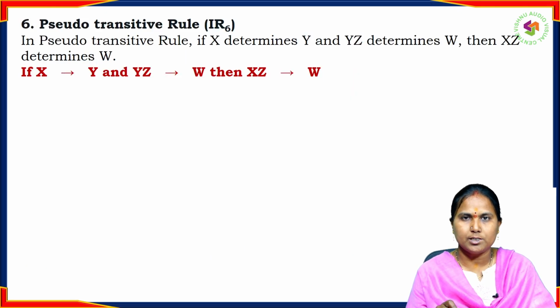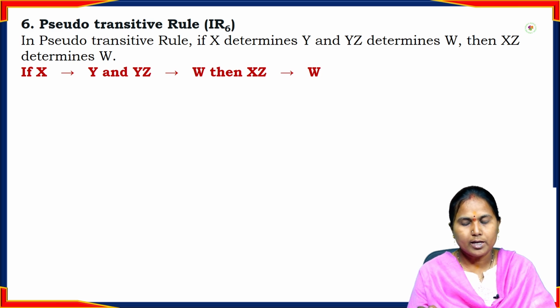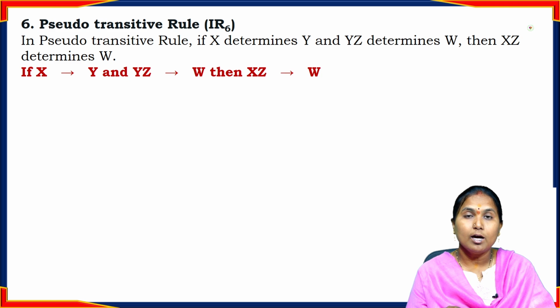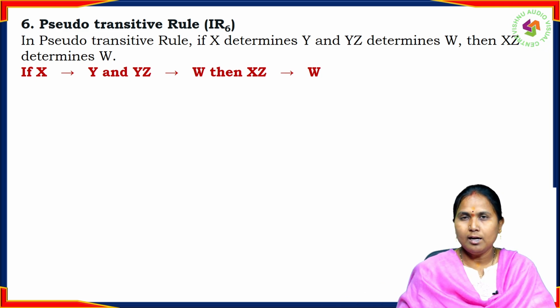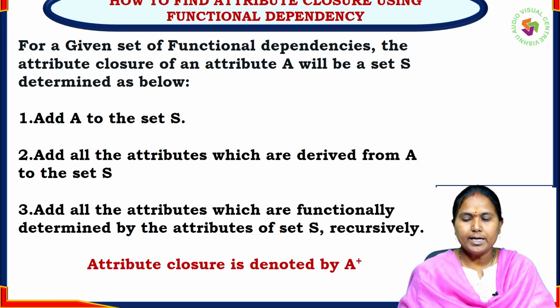And pseudo-transitivity is one more property. If x determines y, and yz determines w, then xz determines w. Why? Because in some situations, from the attribute association point of view, we can add an additional attribute also. That attribute also plays a major role in the association among the attributes for the refinement of the schema. These are the inference rules for finding the functional dependency sets.